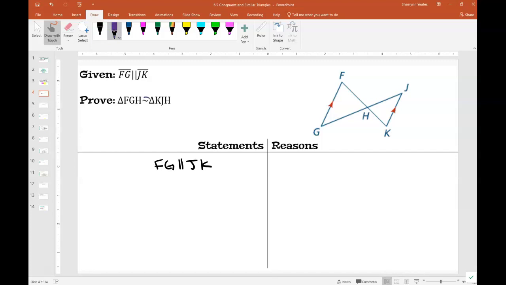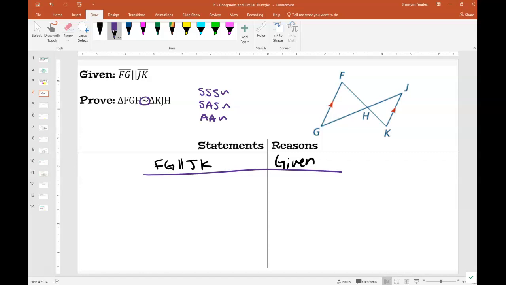Now I'm just trying to prove similar. So for similar, I've got side, side, side similarity, I have side, angle, side similarity, or I have angle, angle similarity. Oh, I forgot to write given. Look at me go. We're doing great today. All right, so we've got those are parallel, and that's given.